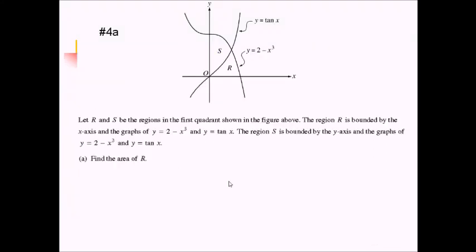For this free response problem, I have two regions, S and R, and two functions bounding them, the tan function and the 2 minus x cubed function. Among other things, they want me to figure out the area of R.